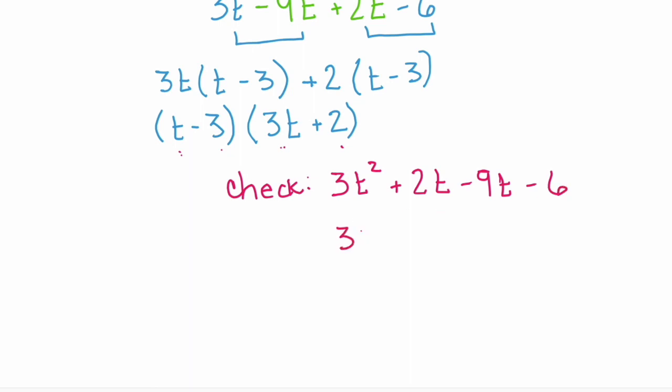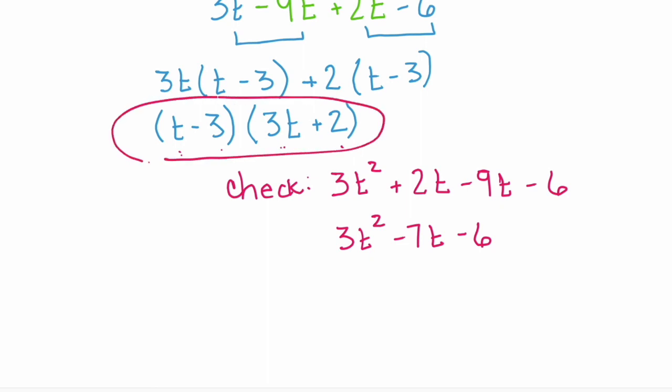And we combine our like terms to get 3t squared minus 7t minus 6, which is the trinomial we began with, which tells us these factored binomials are the final answer.